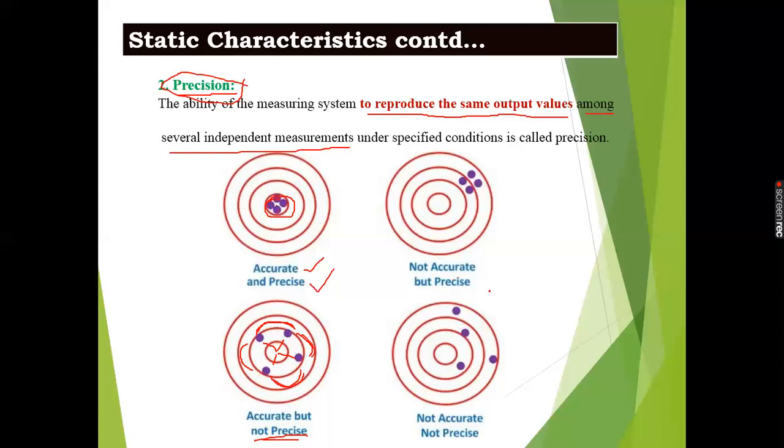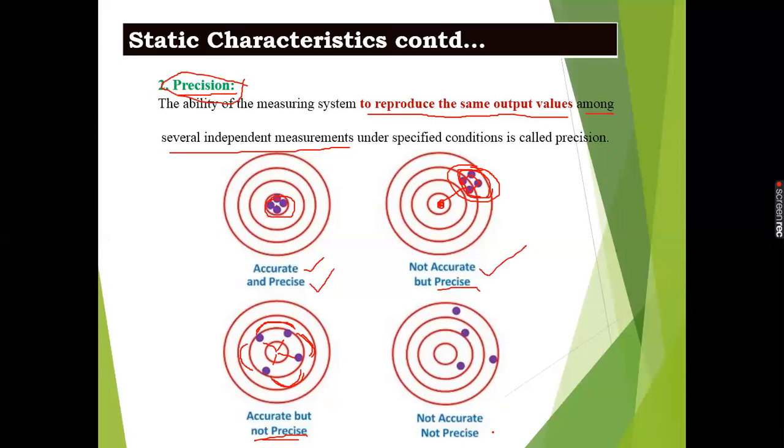Coming to the third case, you hit the target far away from your accurate point. This is your accurate point. You hit the target far away from the accurate point, but you hit the target 4 times at nearby positions. If you observe here, this one, this one, this one, this one are very near to each other. That's why I can say it is precise but not accurate.